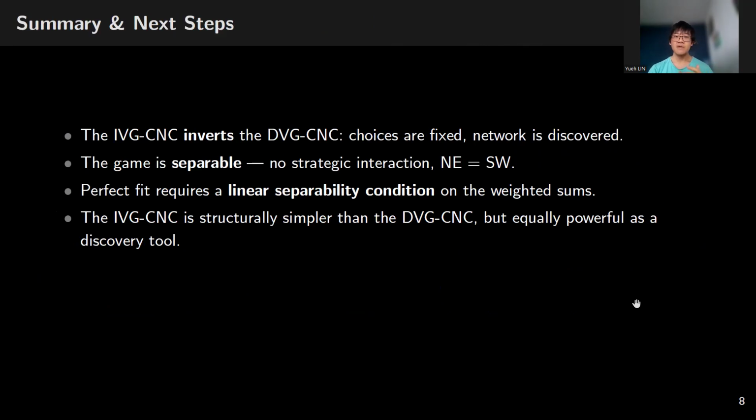In summary, inverse voting games, as the name suggests, inverts what is from the direct voting game in terms of which variables are fixed, which variables are going to be discovered. Second point is that the game is a separable game. There are no strategic interactions between individuals, so the Nash equilibrium is the social welfare solution. The third point is we got a sufficient condition for the perfect fit. If there is a linear separability condition on the weighted sum, then this perfect fit can happen.